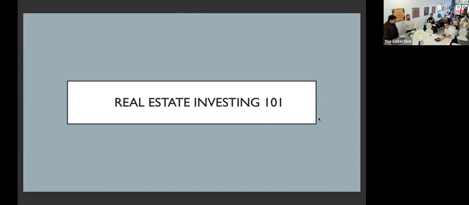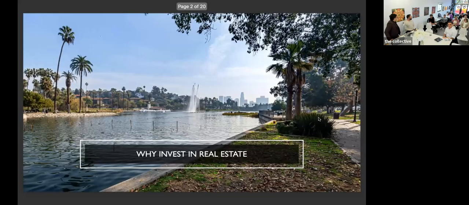Real Estate Investing 101. Let me ask you, why should we invest in real estate? What's a good reason to invest in real estate? Build wealth. What else? Passive income. What else? Tax advantages. What else? You can join online too. Anybody can join in. Any other reasons to invest in real estate?